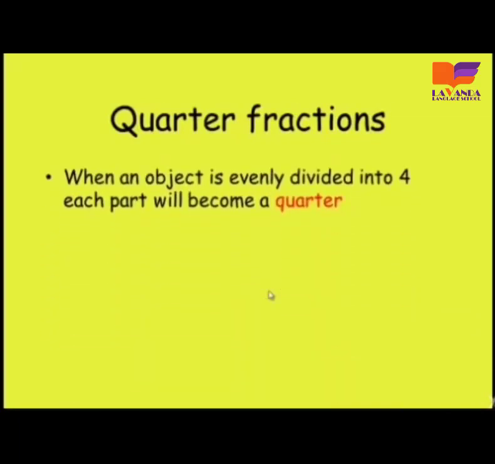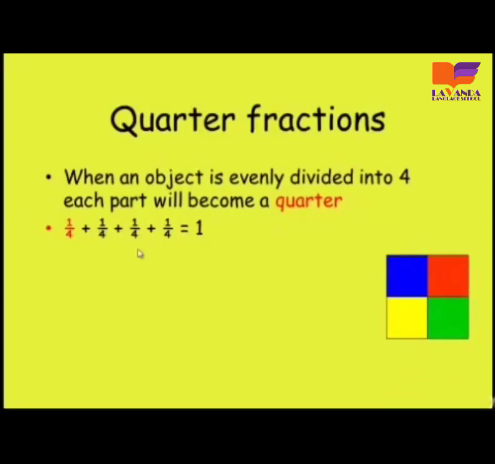Okay, if I cut the one whole into 4 equal parts, each part will become a quarter. A quarter. How to write a quarter? 1 part above the line and all of them are 4 parts. So I will write 4 under the line. Okay, how many quarters do I have in one whole? 1, 2, 3, 4. 4 parts equal one whole.